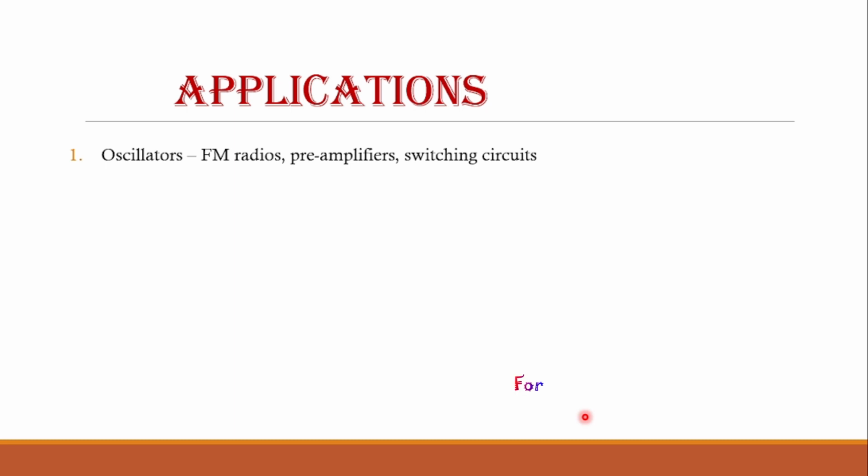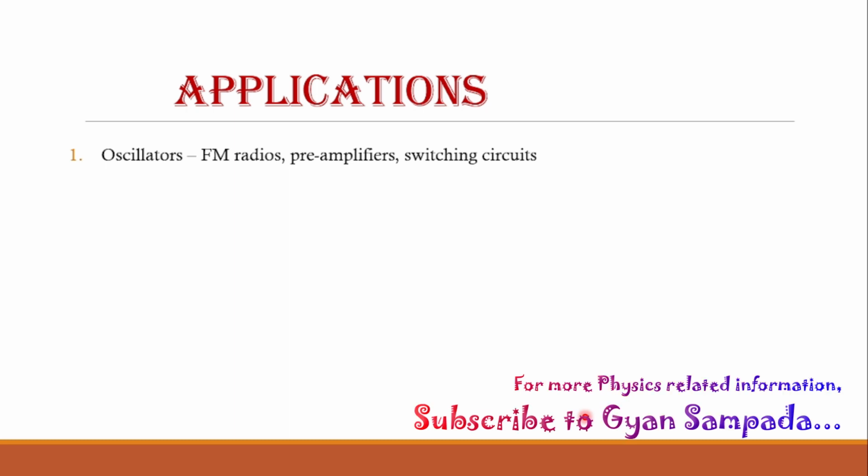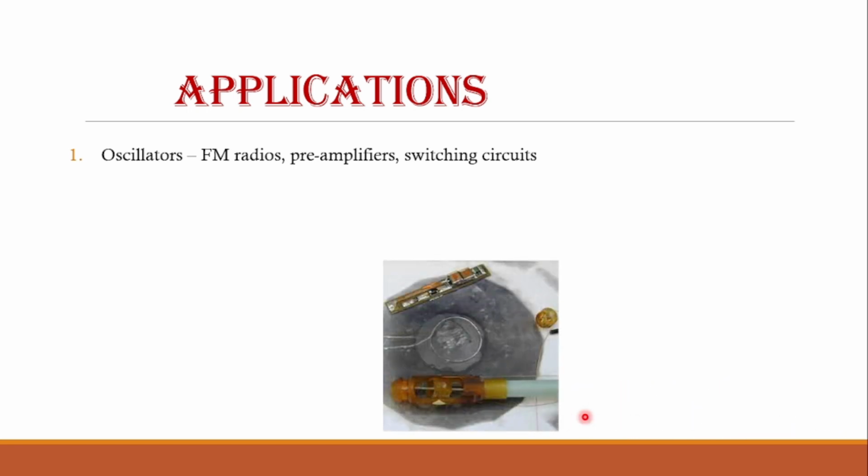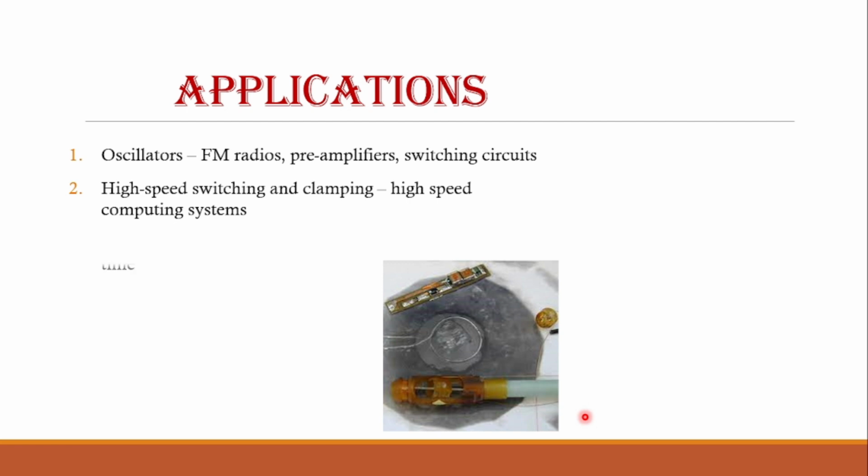So already we observed the IV characteristics. That's why frequently used in local oscillators for FM radios, preamplifiers as well as very fast switching circuits. So you can observe a tunnel diode oscillator here in the image. Moving to the next application is the high speed switching and clamping. Tunnel diodes have the capability to switch in less than a nanosecond, which makes them ideal for high speed computing systems. And also they are used in logic memory storage.